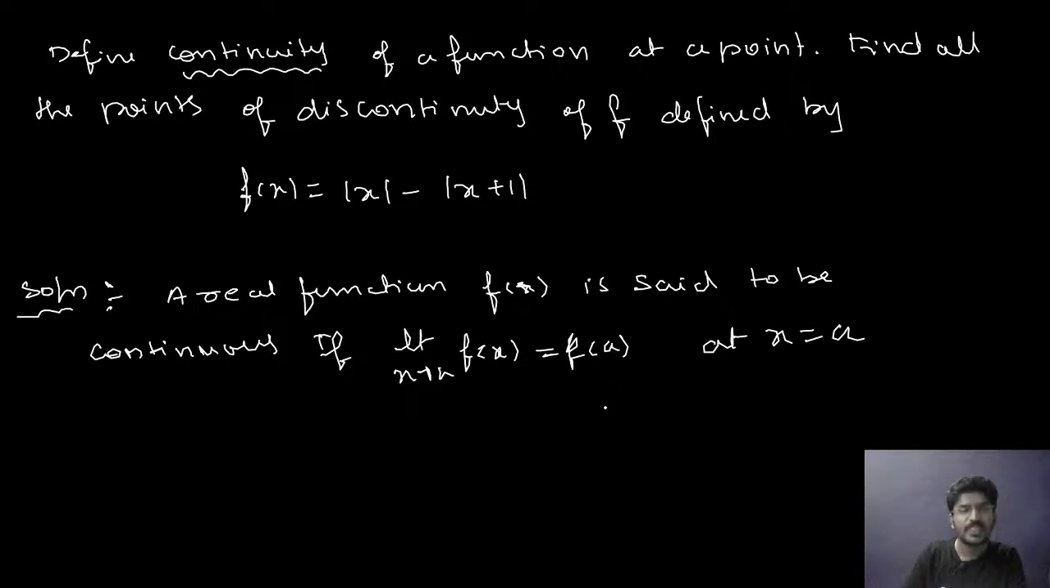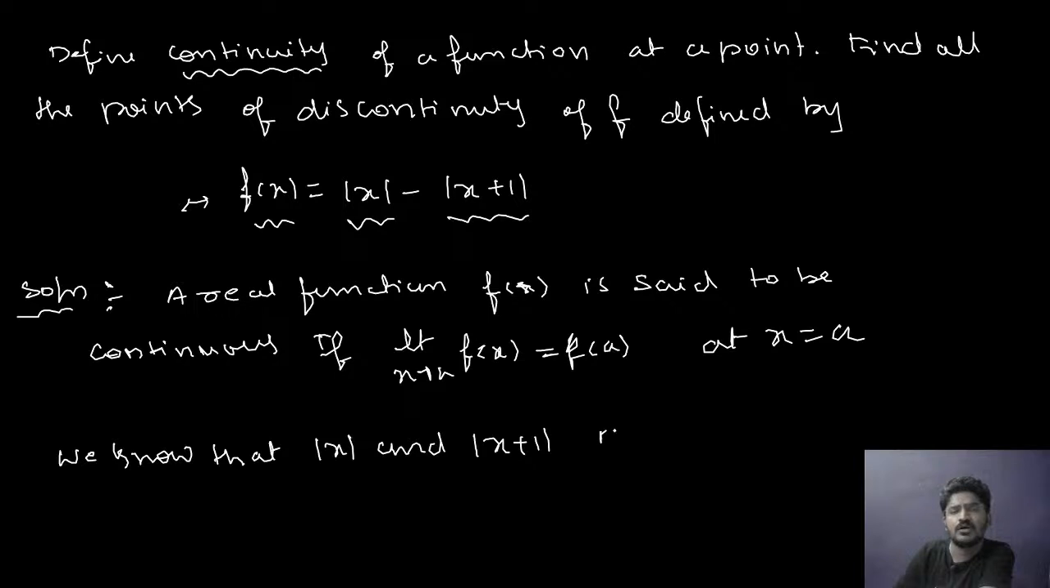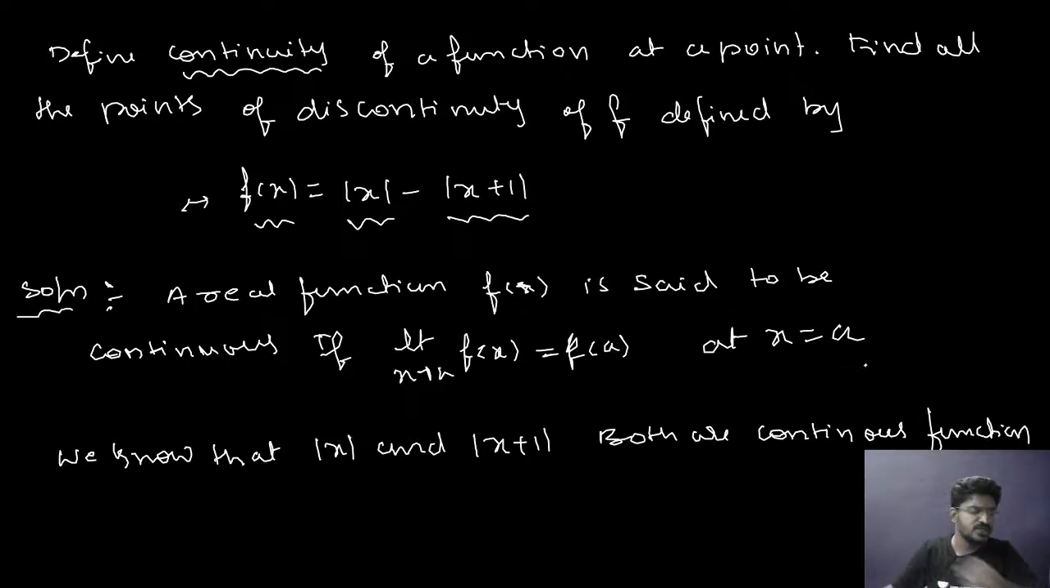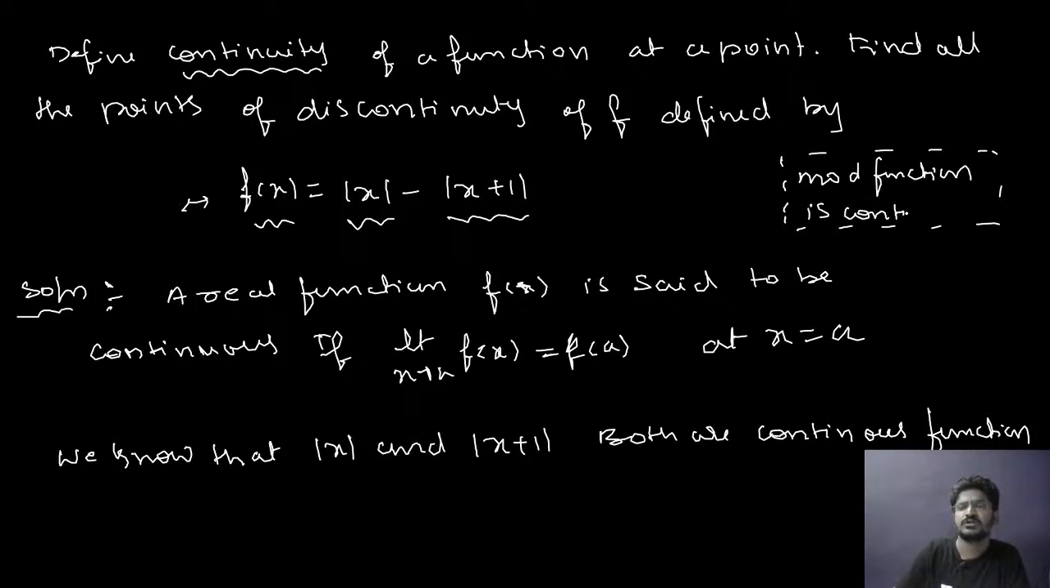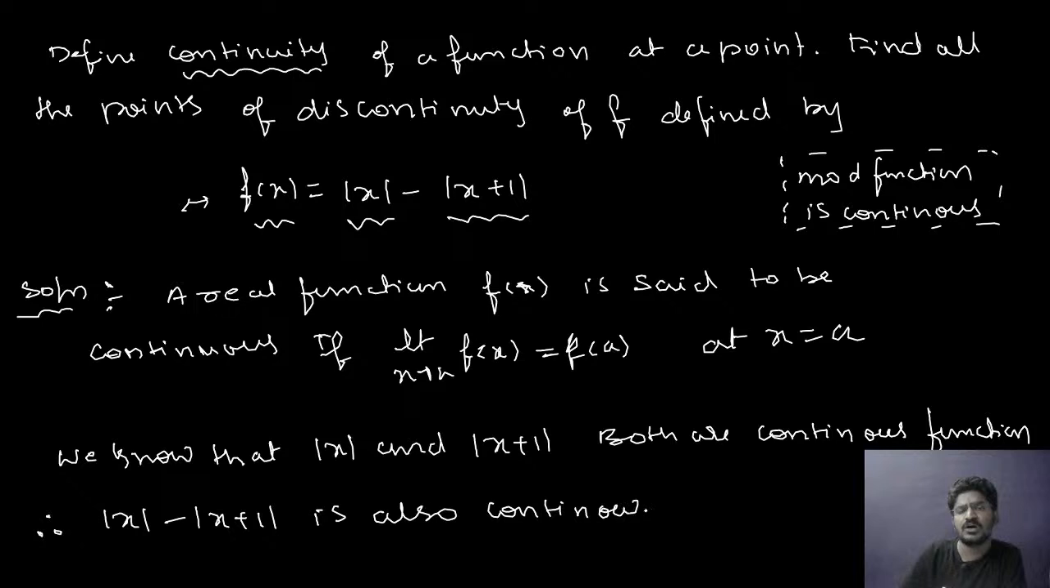And now we have to find the discontinuity of f of x is equal to mod x minus mod of x plus 1. So here we know that mod x and mod of x plus 1 both are continuous functions, because the modulus function is always continuous. Please remember, the mod function is continuous. That's why here mod x and mod of x plus 1 both are continuous. Therefore mod x minus mod of x plus 1 is also continuous.